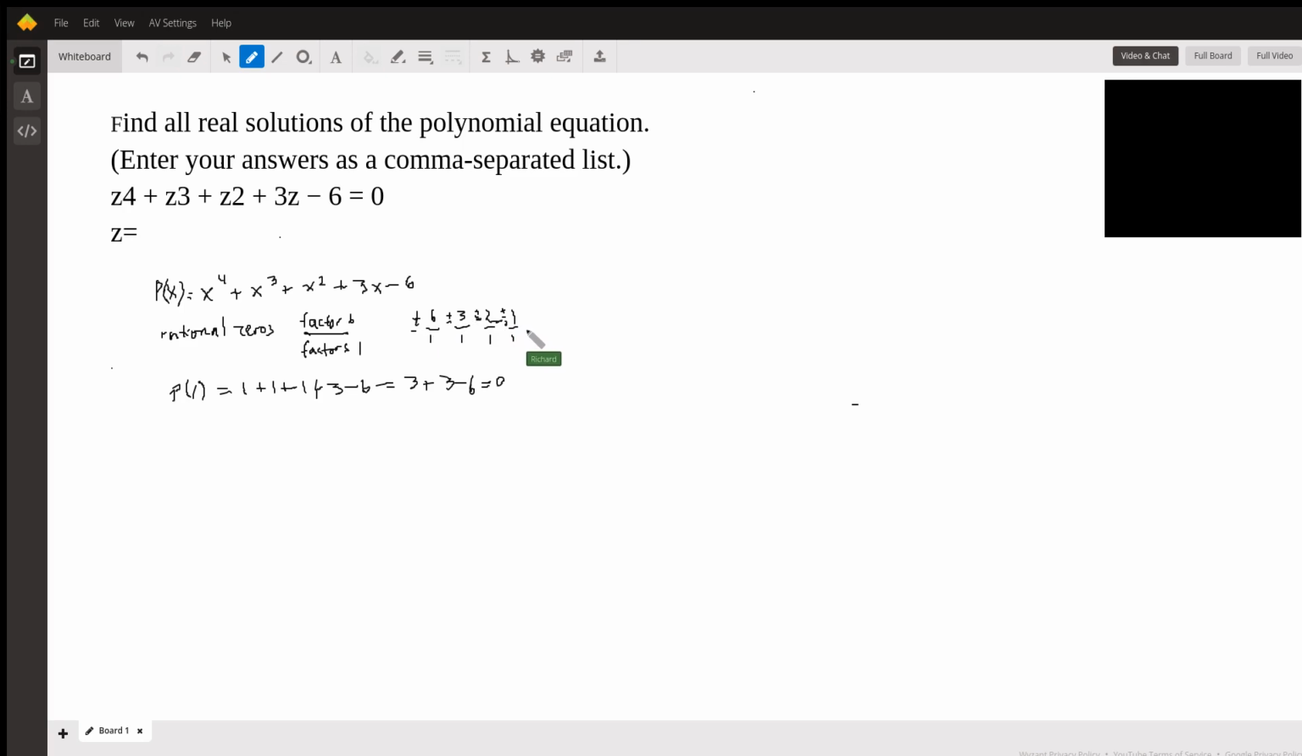And when you have a long list like this and you're not allowed to use a calculator, well, you hope that 1 or negative 1 is going to work. I tried 1 and you can see it does work. So that gives us a start here. And so now we're going to do synthetic division using 1 as our zero.